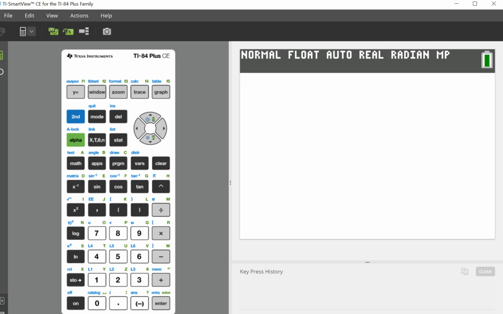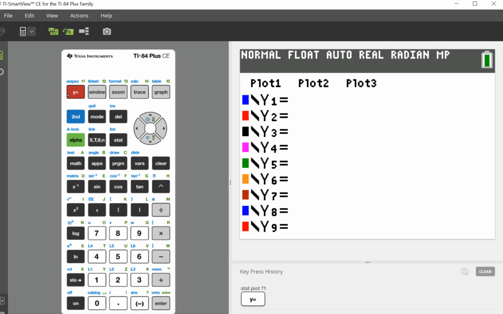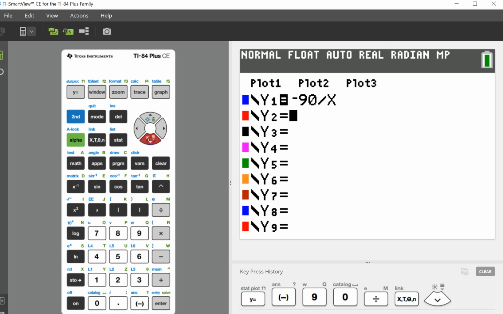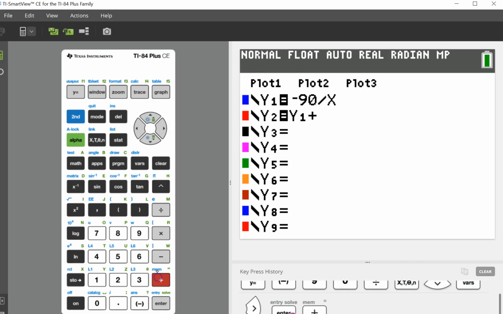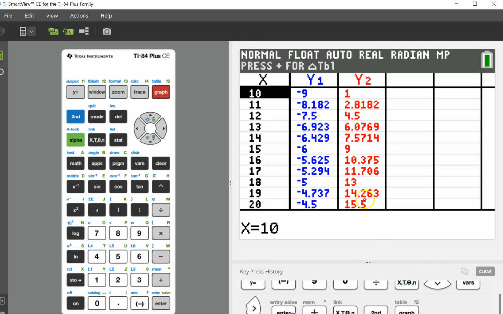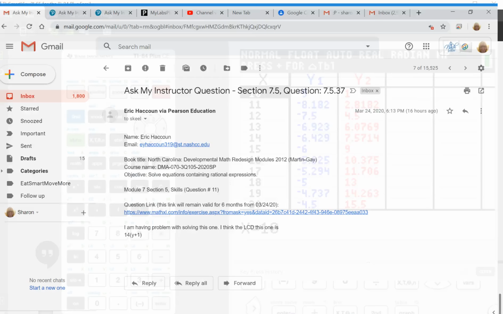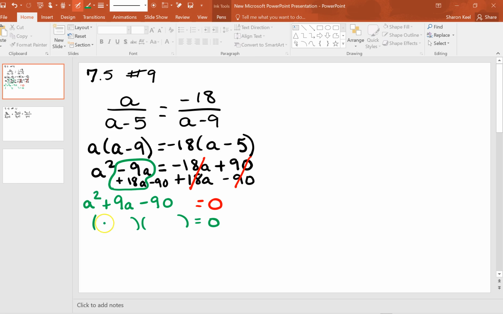So let's go to our calculator. On y equals, we're going to do negative 90 divided by x. On the second row, we are going to put the y1 plus x, second table, and we're going to look in the third column for the middle number, which was a positive 9. So to get a positive 9, what goes in our parentheses are going to be a minus 6 and a plus 15. So we have a minus 6 and a plus 15.